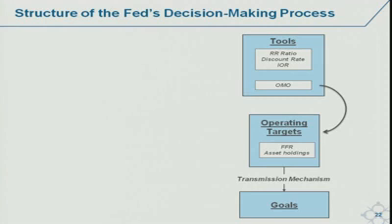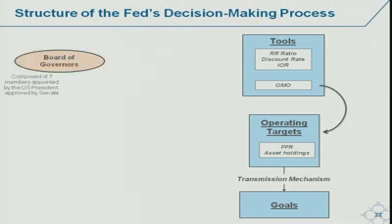So that said, let me talk about the structure of the decision making. I think we got through the tools, the operating targets. Now, who decides the tools? Who decides the operating targets? The Board of Governors is the body of the Federal Reserve. It is composed of the seven governors that are appointed by the U.S. President and have to be confirmed by the Senate.